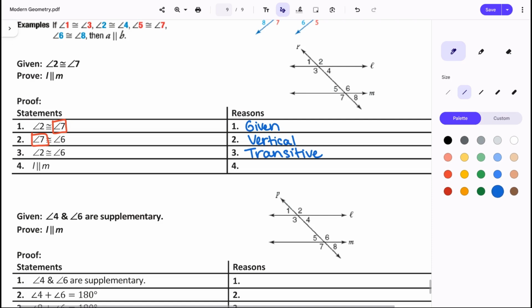Now to finish this, because we're at corresponding angles now, 2 and 6 are corresponding to each other, and we were able to show that they're congruent, that means we can use our corresponding converse because we have corresponding angles already stated. So once you have your corresponding angles stated, guys, and you're trying to get to your last step, which is to show that those lines are parallel, you just need to use that converse that we talked about at the top of the page. So I'm going to write here: corresponding converse.